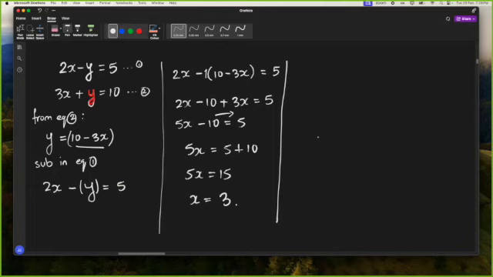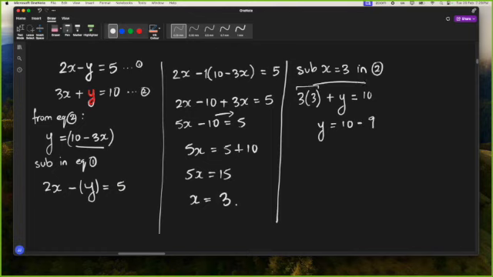The rest of the question is the same as the elimination method, where you substitute x is equal to 3 in any one of the equations. Let's use equation 2. So 3x, which is 3, plus y is equal to 10. So you could see y is going to be 10 minus 9, because 3 times 3 is 9. Throw it across, it'll become minus 9. y is equal to 1.